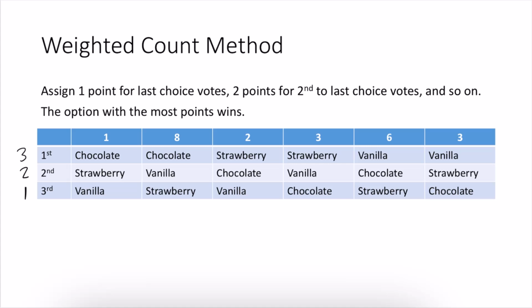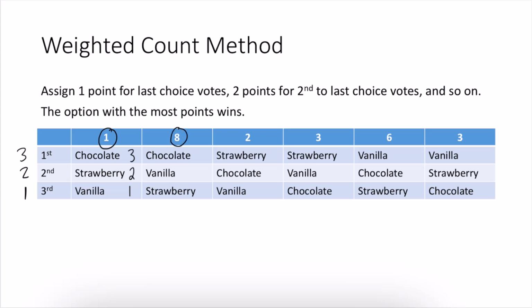There are several ways to do it, but this one's my favorite. I go through and figure out how many points each vote column contributes to each category. For example, this column tells me that one person voted for chocolate as their first choice, strawberry as their second choice, and vanilla as their third choice. That means chocolate is going to get 3 points, strawberry is going to get 2 points, and vanilla is going to get 1 point.